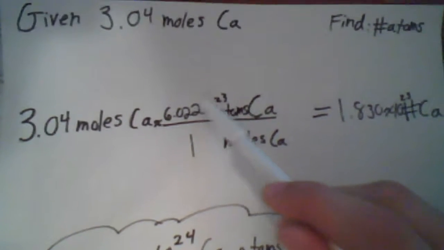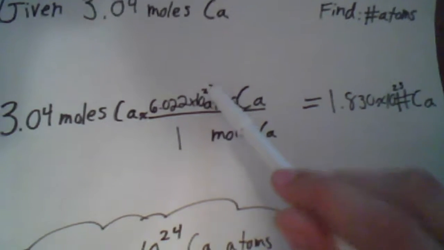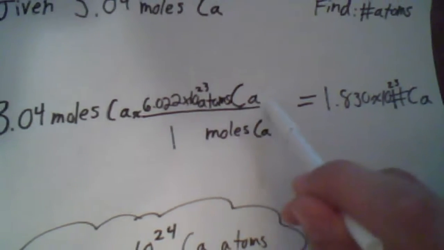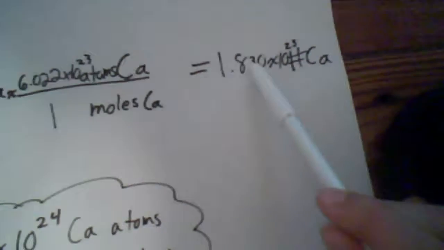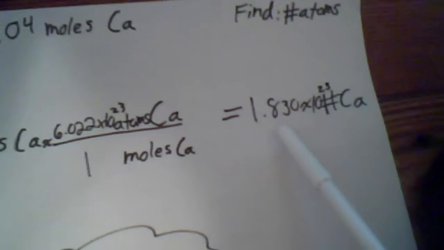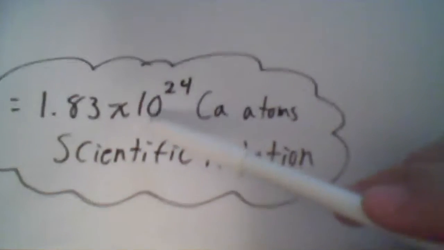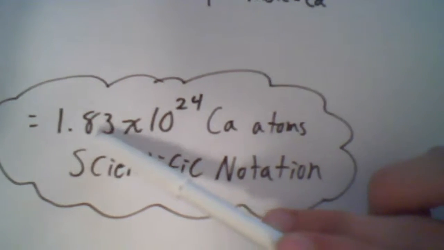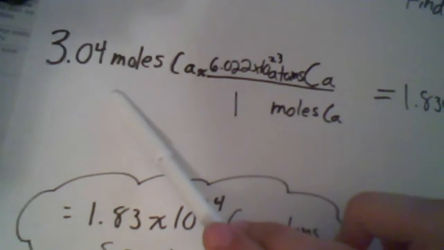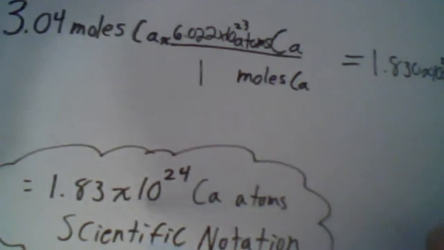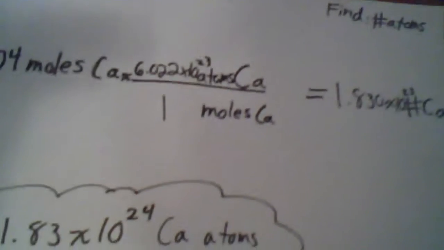On top, we put the number of atoms, or 6.022 times 10 to the 23rd, Avogadro's number, atoms of carbon, multiplied by 3.04 moles of carbon. What we end up with is 1.830 times 10 to the 24th atoms of carbon. In scientific notation, drop the 0: 1.83 times 10 to the 24th carbon atoms. We started with 3 significant figures, ended with 3 significant figures. So if we switch back to the PowerPoint, we are facing the same question.